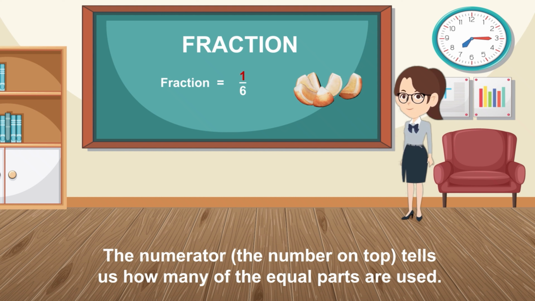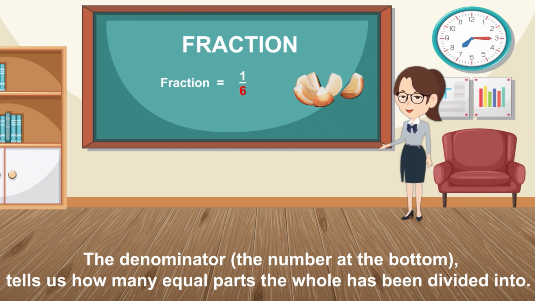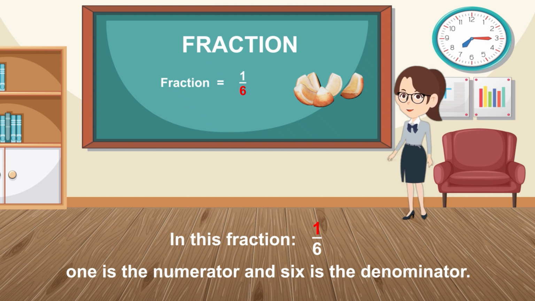The numerator, the number on top, tells us how many of the equal parts are used. The denominator, the number at the bottom, tells us how many equal parts the whole has been divided into. In this fraction, 1 upon 6, 1 is the numerator and 6 is the denominator.